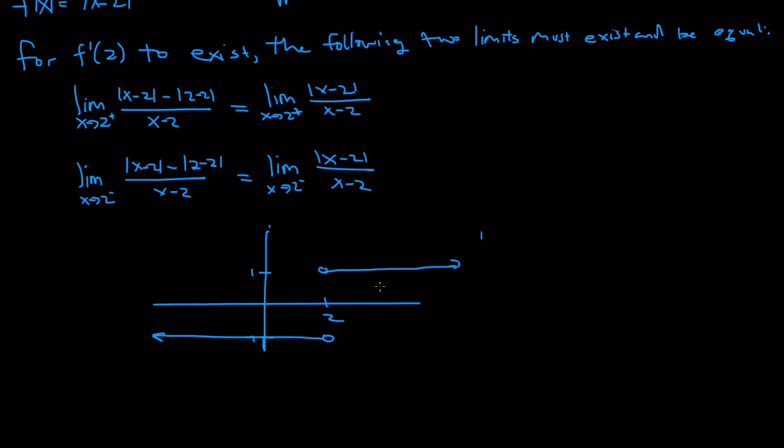Now, why is that true? This function is not defined at x equals 2. That's fine. But what about at 3, at 4, for numbers to the right of x equals 2? Let's say 3, for instance. 3 minus 2 is 1. The absolute value of 1 is 1, divided by 3 minus 2, which is 1. So you have 1 divided by 1. What about 5? If x equals 5, 5 minus 2 is 3. The absolute value of 3 is 3.